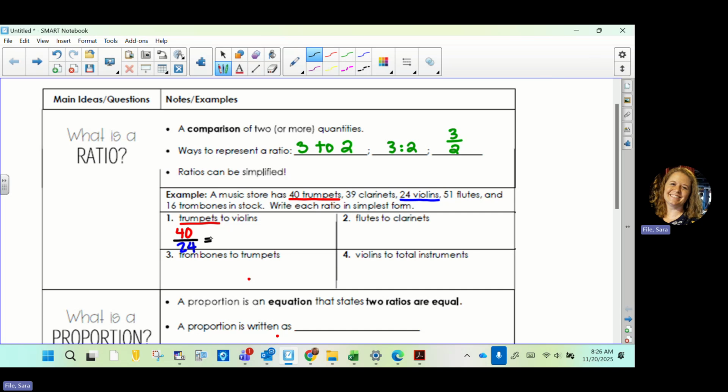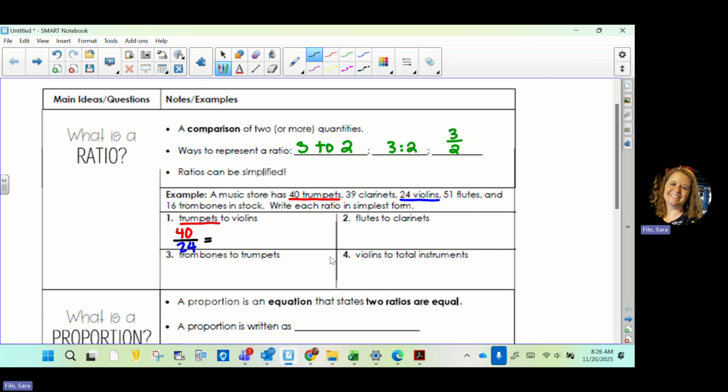We can reduce that. When we're reducing ratios or fractions, you're looking for a common factor that you can divide out. What are both 40 and 24 divisible by? Not 20. 20 will go into 40 evenly, but 20 won't go into 24 evenly. They are divisible by 2 and 4, but that's not the greatest common factor. If you don't know the greatest common factor, you can do it piece by piece.